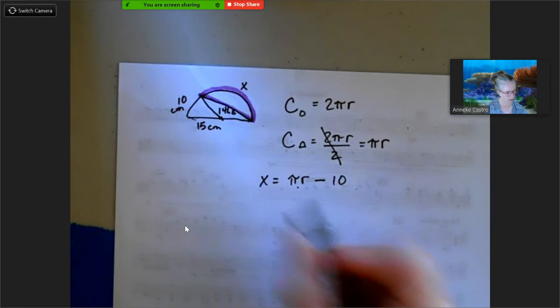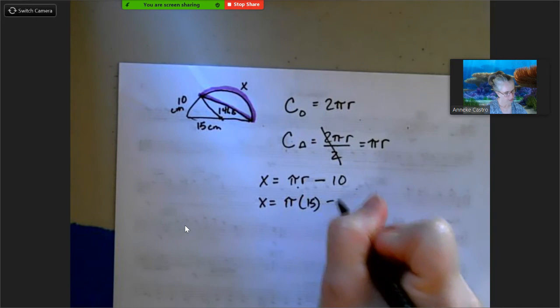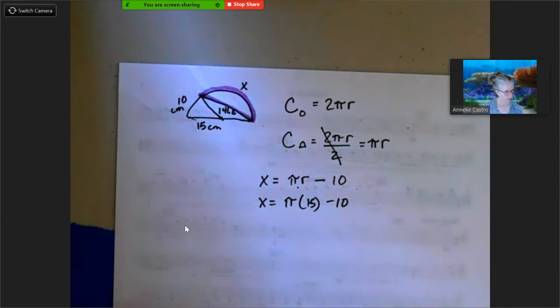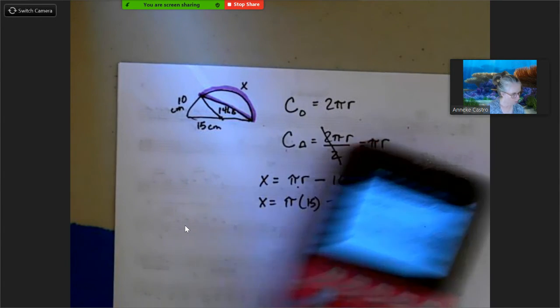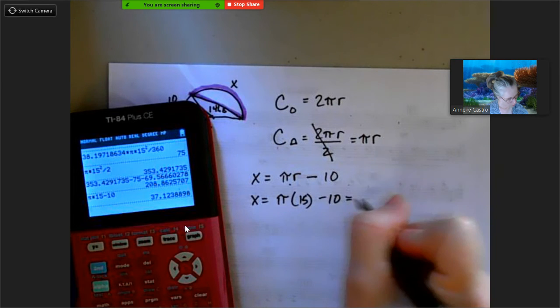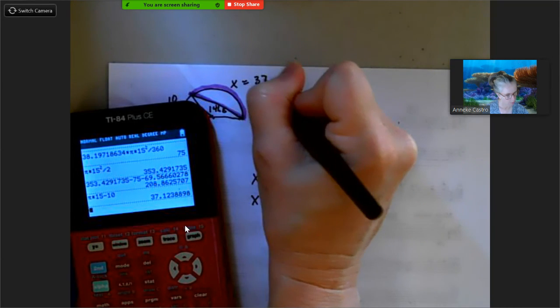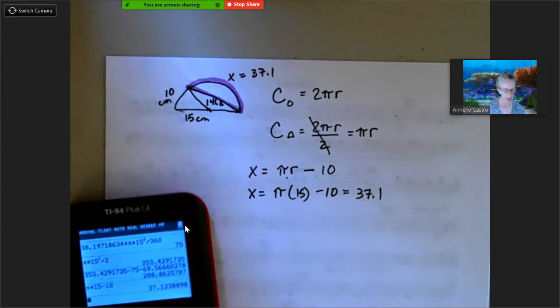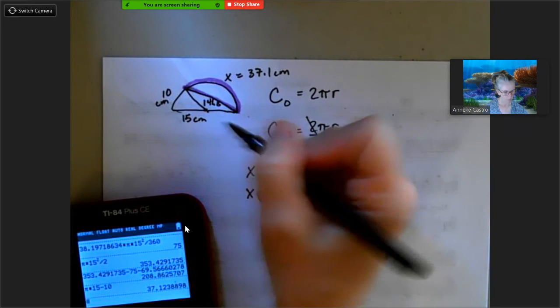All right, so x is going to be equal to pi times 15 minus 10, so I'll just do that on my calculator. And I get pi times 15 minus 10 gives me 37.1. Okay, so that's equal to 37.1. So that's right here, 37.1 centimeters. Now I just need to find this side of this triangle.